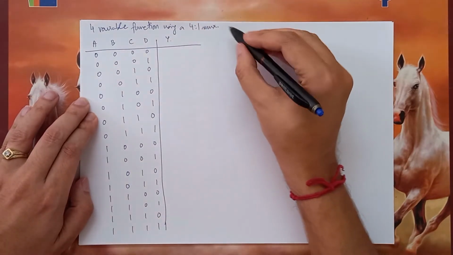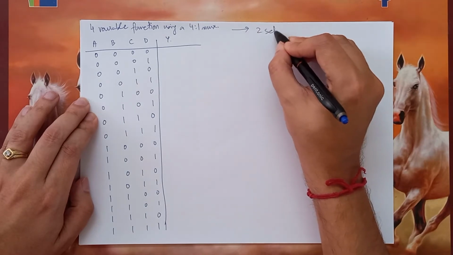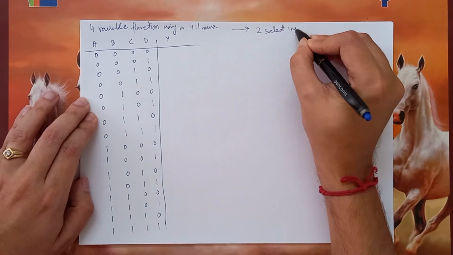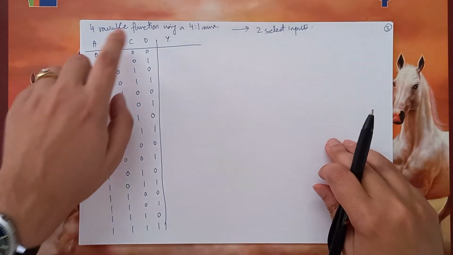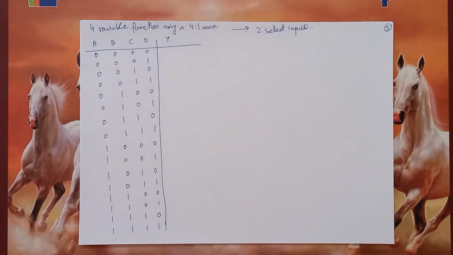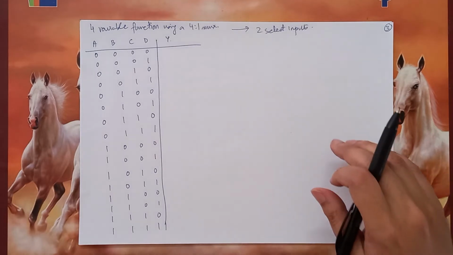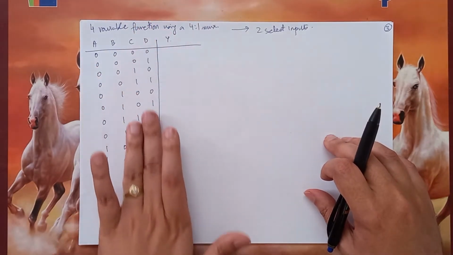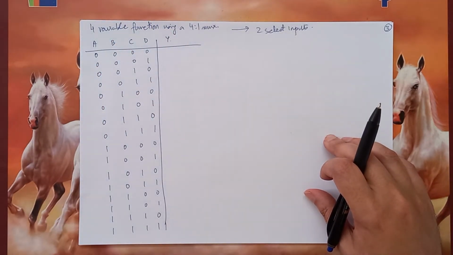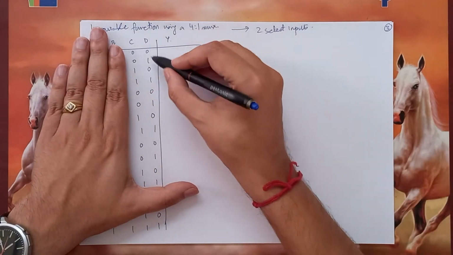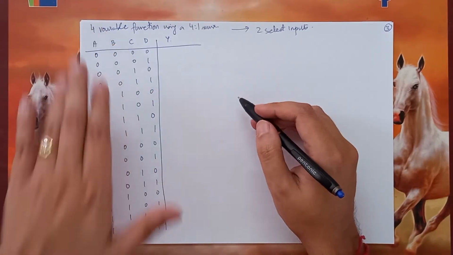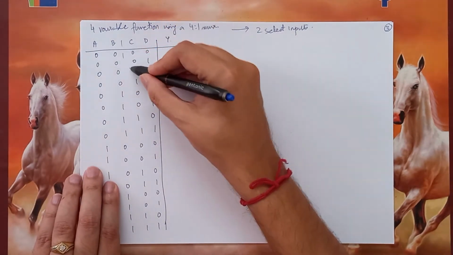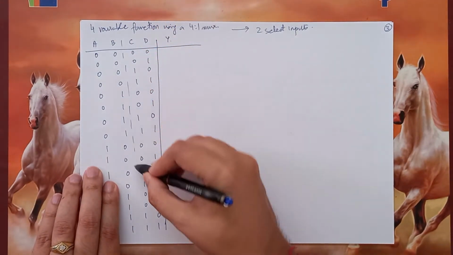So a 4:1 mux has two select inputs. That means again we have to keep two of these variables and eliminate two. So therefore we can eliminate now C and D. If you look at C and D, they are repeating after every 4 rows. So now what we will do, we are isolating C and D anyway from A and B.